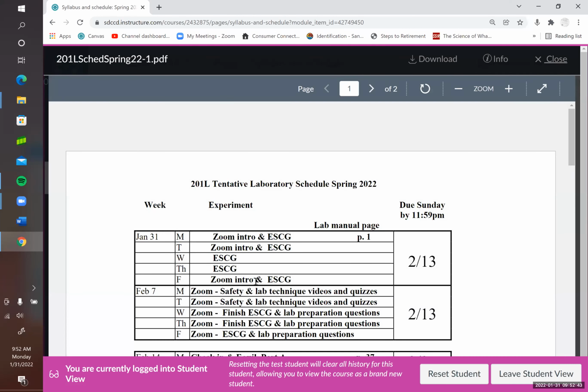So we have our Zoom intro, and after we're done that, we're going to be looking at the electronic spreadsheet and computer graphing lab, which is not due until February 13th. The due dates are set for Sunday nights at the last possible moment, and you can upload those in Canvas. Now, once we start meeting, you'll have the option to hand in a hard copy if you wish, or continue to upload those in Canvas.